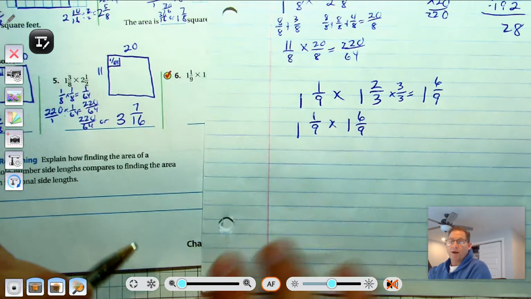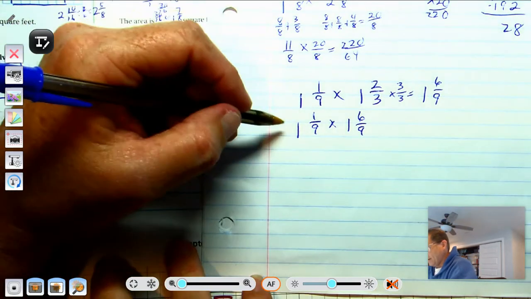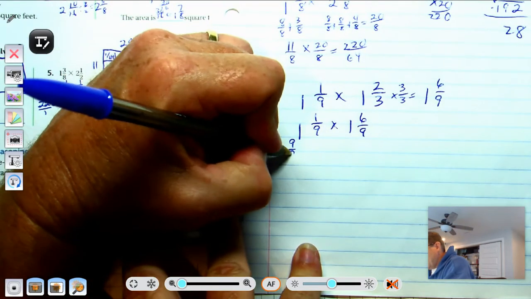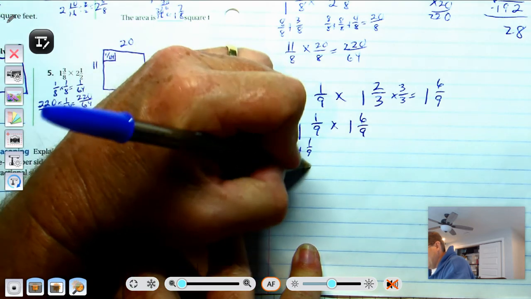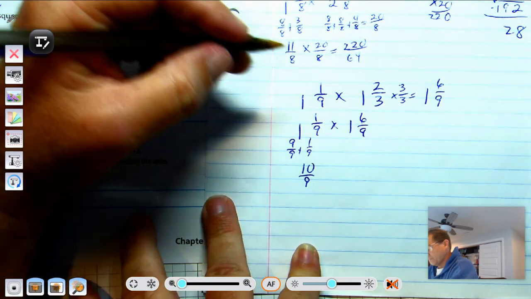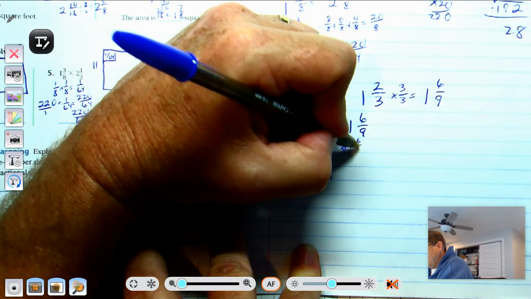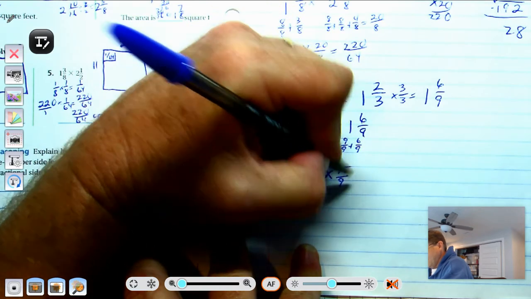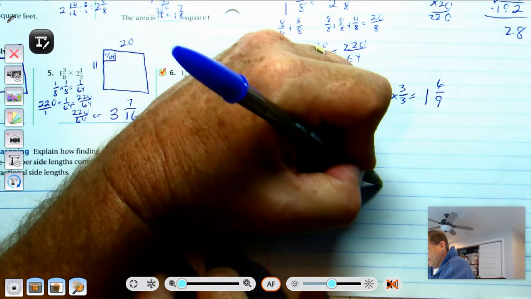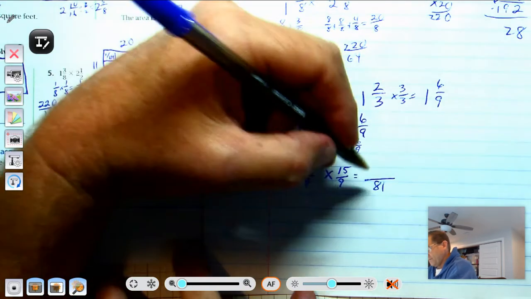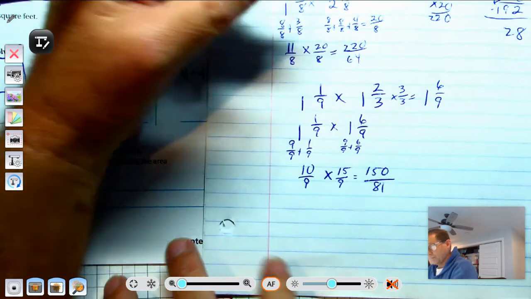All right, so how many ninths are in 1 and 1/9? 9/9 plus 1/9 is the same as 10/9 times 9/9 plus 6/9, or times 15/9. So 9 times 9 is 81, and 15 times 10 is 150.